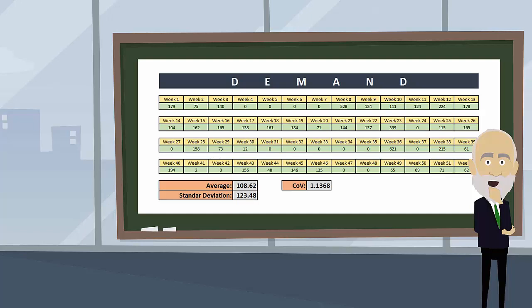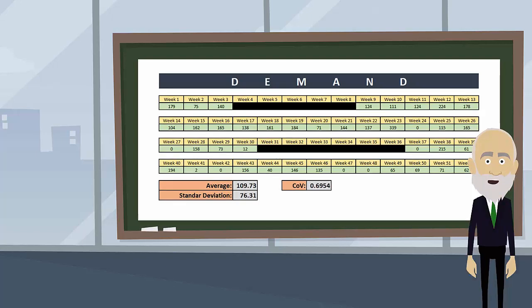If we investigate and verify that our assumption is correct, then we can proceed to cancel that data. Once we cancel the data, then we can observe that the coefficient of variation has taken a value close to 0.69, and now, we can affirm that the demand for this product is constant during the year.